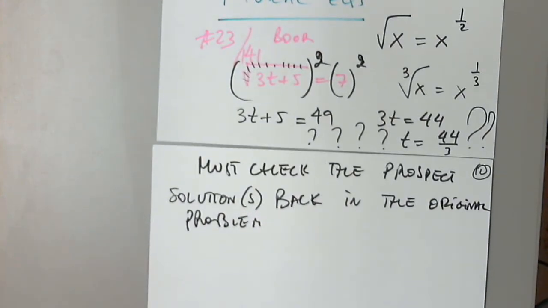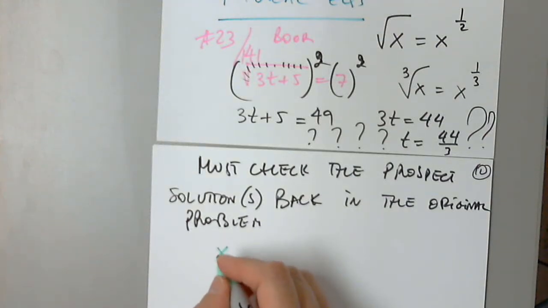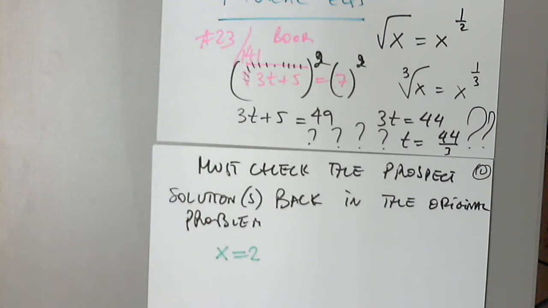So here's the answer why. Let's say I have the equation x equals 2. Let me read this back to you one more time. Must check the proposed solution, in this case 44/3, back in the original problem.